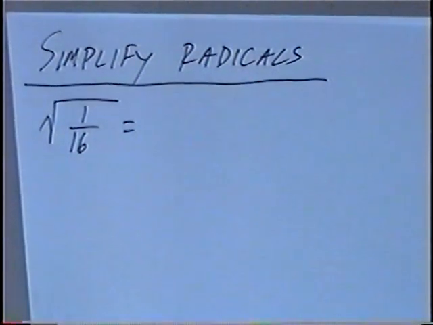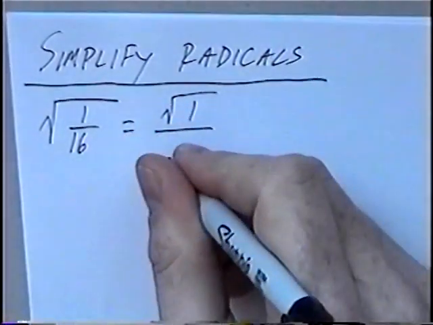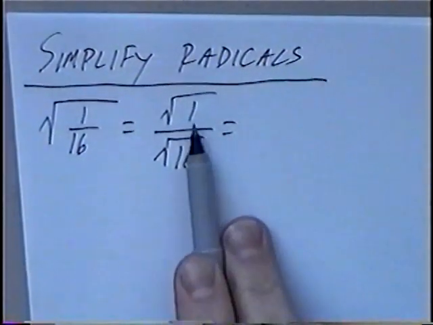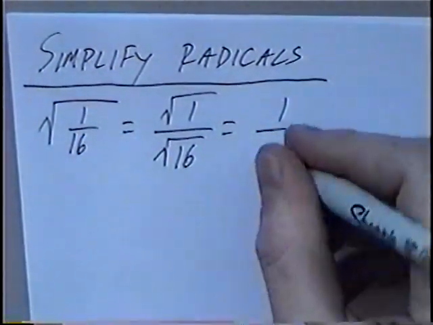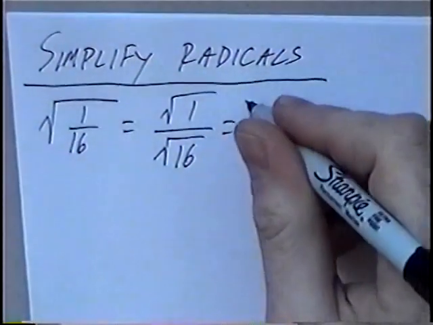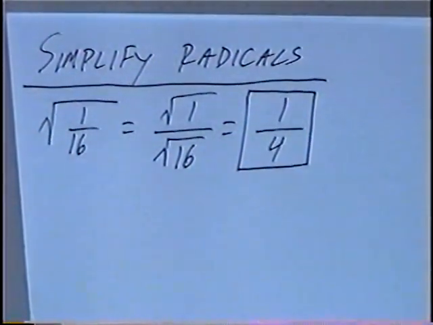When you have a square root of a fraction, if you remember, you can take the square root of the numerator and also the square root of the denominator. The square root of 1 would be 1, and the square root of 16 would be 4. So our final answer, the square root of 1 over 16, would be 1/4.